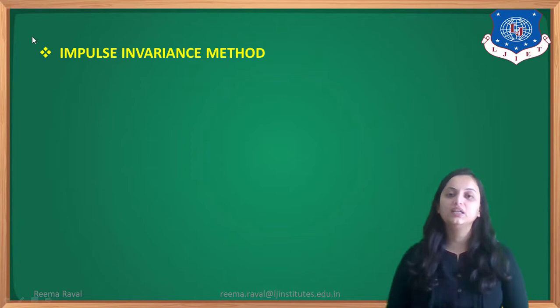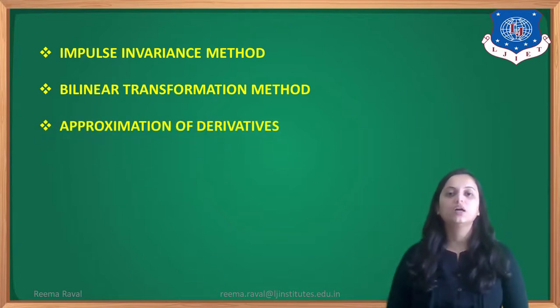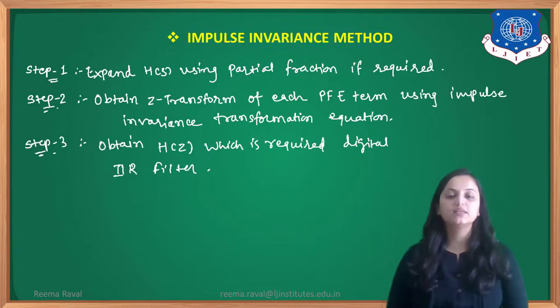So there are basically three methods of designing IIR filters. The first one is impulse invariance method. Second one is bilinear transformation method, that is also called as BLT method. And the third one is approximation of derivatives. Here we are starting with the first method, that is impulse invariance method.